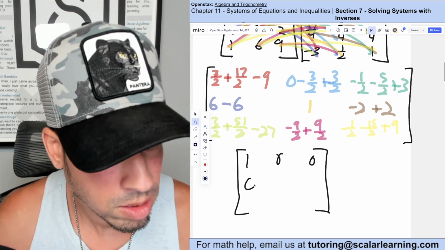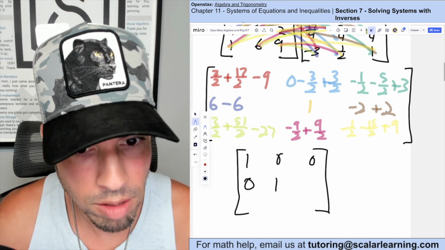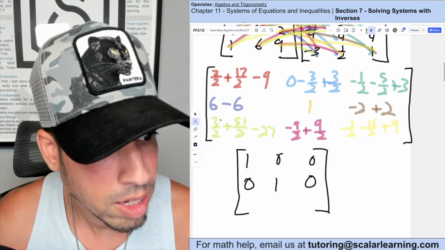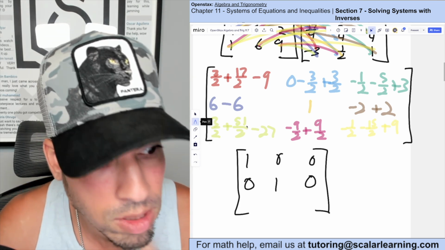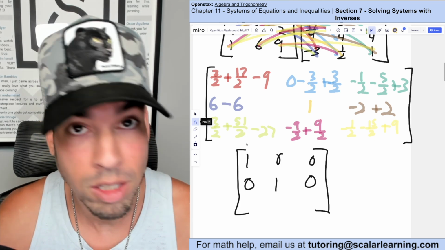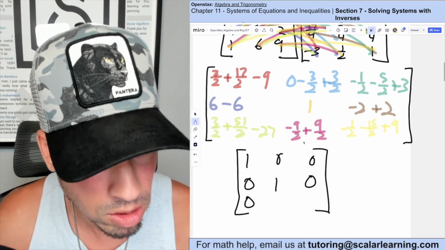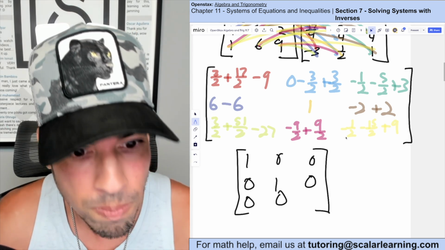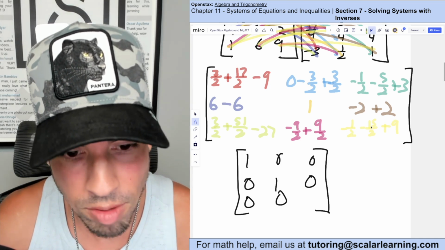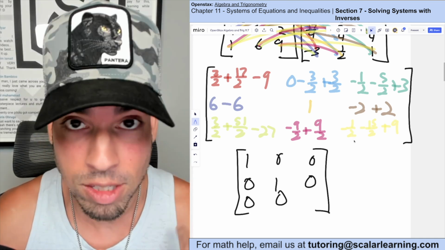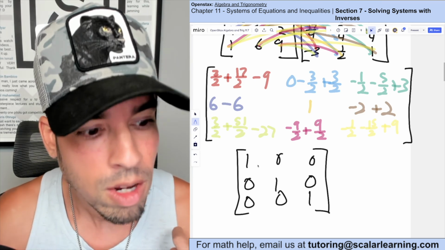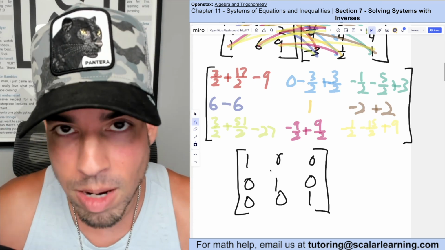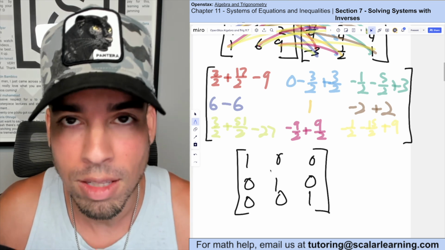Over here, we have 6 minus 6 is 0. Here we have a 1. Here we have negative 2 plus 2 is 0. And then here we have 3 halves plus 51 halves. That's 54 halves, which is 27. Minus 27 is 0. Negative 9 halves plus 9 halves is 0. And then we got negative 1 half plus negative 15 halves. That's negative 16 halves, which is negative 8 plus 9 is 1. Check it out. There's the identity matrix. That means those were inverses. That's how you do it.